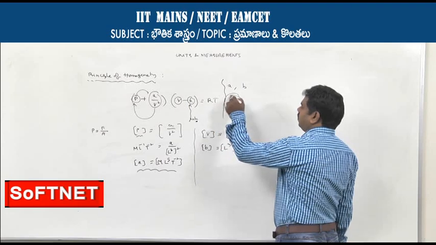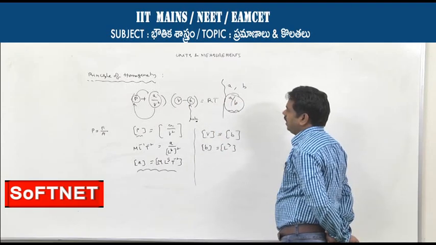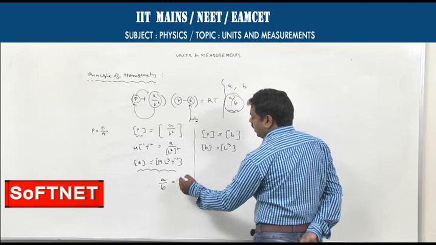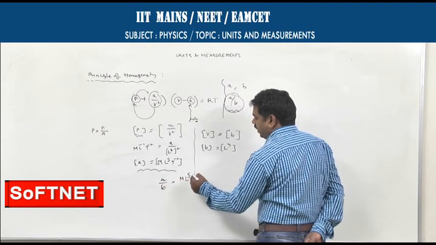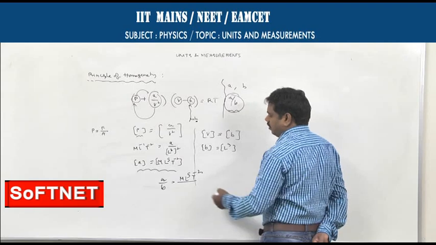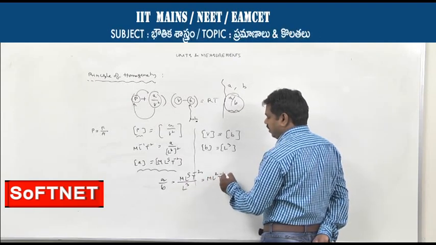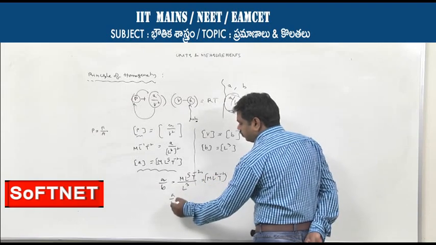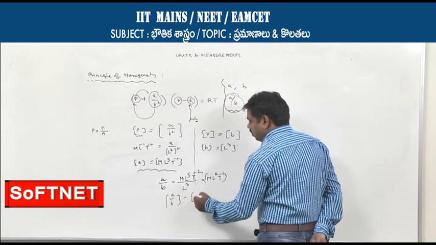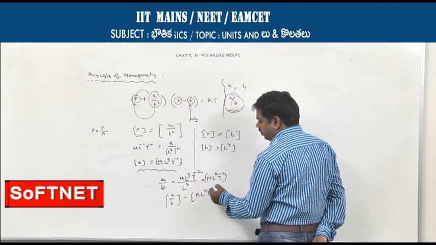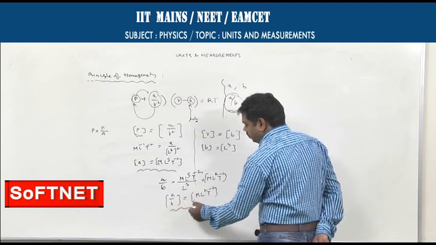Now you are asked to find the dimensions of A by B, the dimensional formula of A by B. A is equal to M L power 5 T power minus 2, divided by this L cube. This you will get as M L square T power minus 2. So the dimensional formula of A by B is equal to M L square T power minus 2.